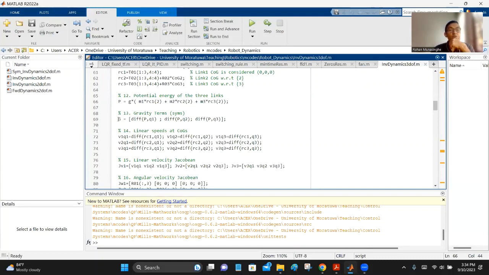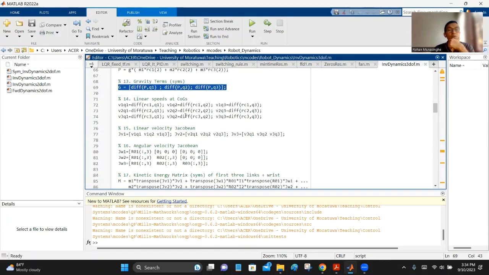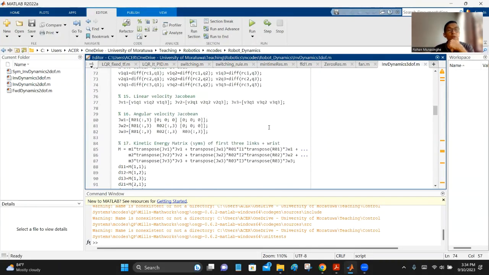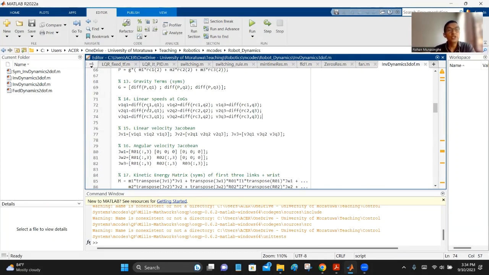Gravity terms, calculate like this. Then these are the linear speeds. So there you differentiate r theta with respect to time to get the linear velocity. So differentiation in a symbolic format, right? We don't have to do it manually. So let MATLAB figure that out.